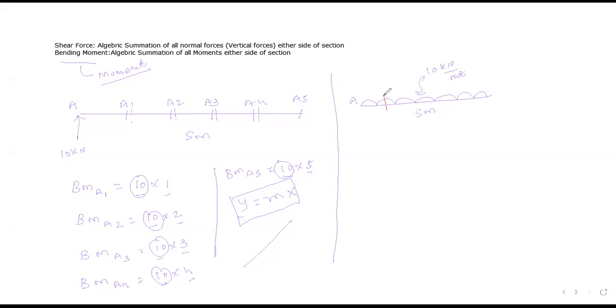1 meter, I divide into 5 parts: 1 meter, 2 meter, 3 meter, 4 meter and 5 meter. So again, this is your A1, A2, A3, A4 and A5. Is it clear or not? Please confirm me. I have divided this 5 meter length into equal parts of 1 meter.